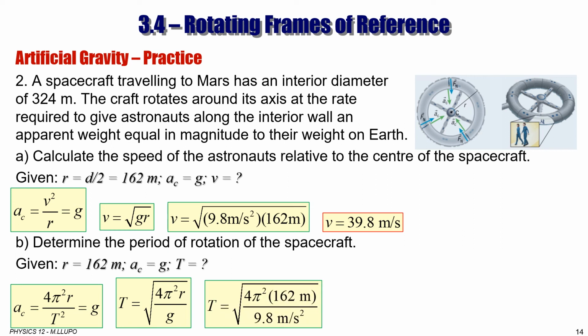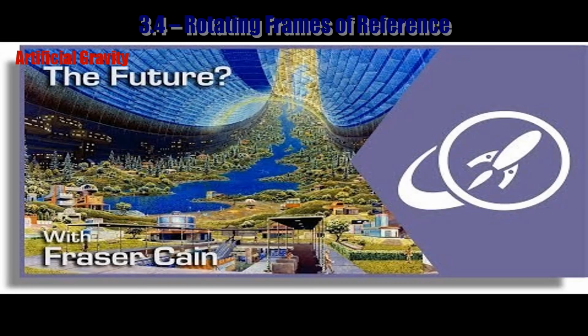So 4 pi squared r is 162 and g is 9.8. Plug those in the calculator and we get period is 25.5 seconds. So one rotation happens every 25.5 seconds.